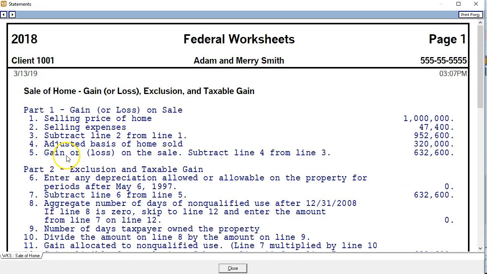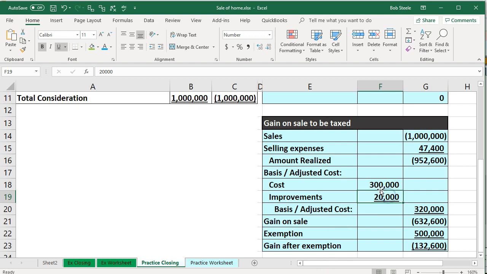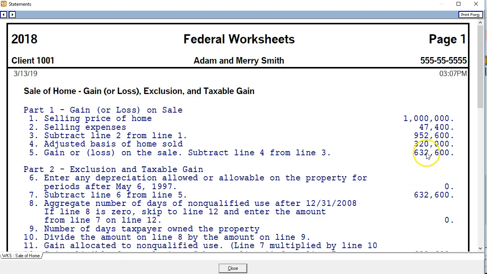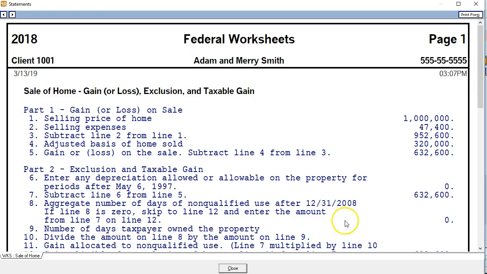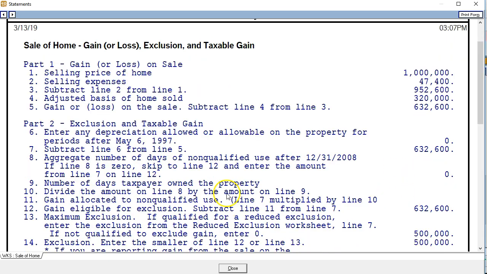And then we have line 4, adjusted basis of the old home, 320. So there's the 320, which is the cost plus the improvements. And so that's the adjusted basis of the old home, which gives us the gain or loss on the sale. Subtract line 4 from line 3. So we subtract those out, and that gives us, of course, the gain or loss, the 632,600. So there's the 632,600.